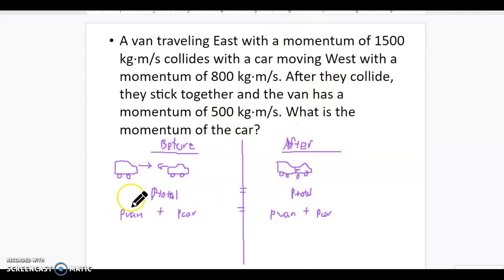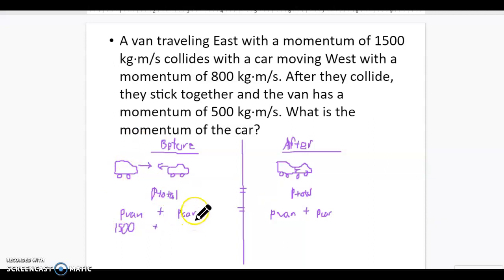Now that I have this, I'm going to list my momentum of the van, but it has to be from before they collided. So when I read through this, it was like before they collided, oh yeah, they said that the van was traveling east with 1,500 kilogram meters per second. The unit I don't have to worry so much about, but this 1,500, that represented this. And because it's going to the right, it's also positive. So I'm going to just keep it positive. I'm checking for that as I'm going.